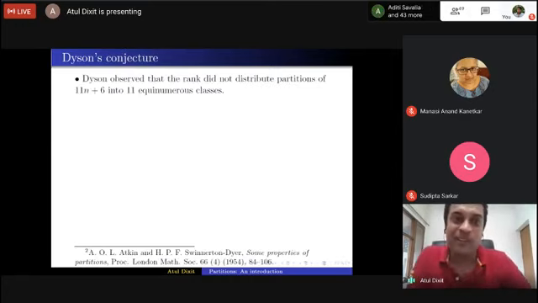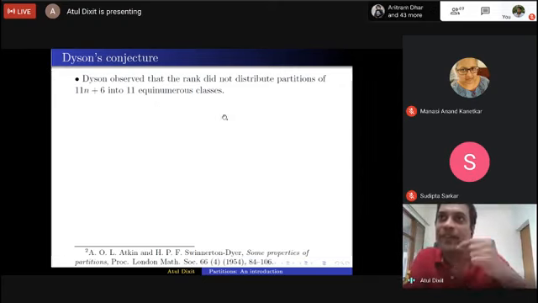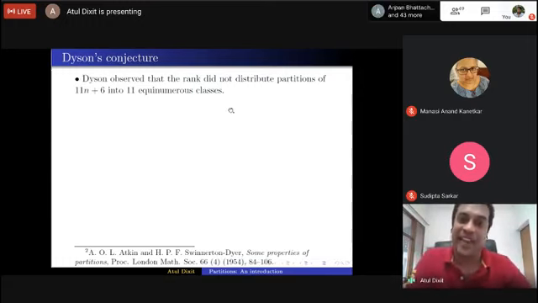But one important thing is that Dyson found that this failed for 11n plus 6. If you consider, for example, n equal to 0 here, and just consider partitions of 6. We know there are 11 in number. We have seen that before. So if I calculate the rank of each of these 11 partitions of 6, and I look at them modulo 11, I do not get every residue class one and only once. So this rank does not distribute the partitions of 11n plus 6 into 11 equinumerous classes.